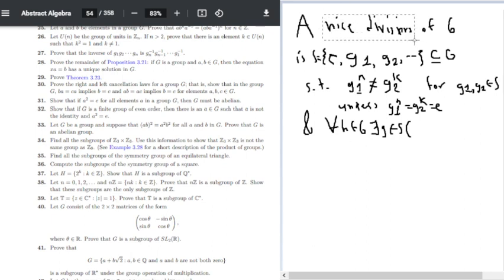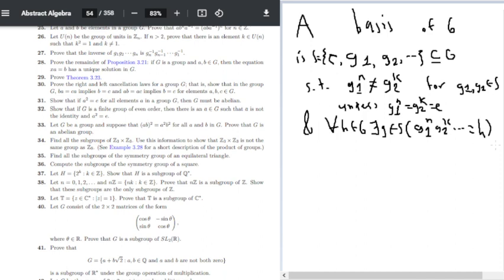There's actually a better word for this. Looking at a basis of a group G. g1 and g2, okay, all the way. It's equal to that. Equals h.